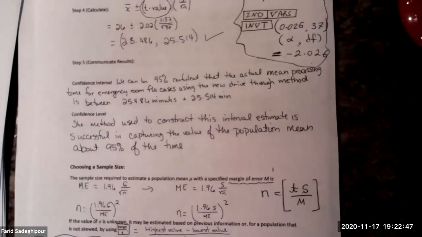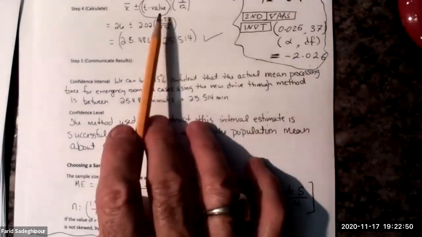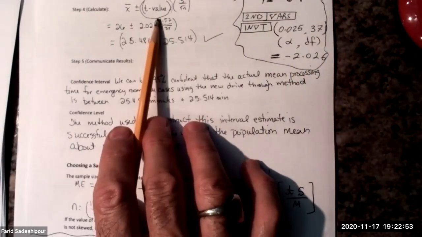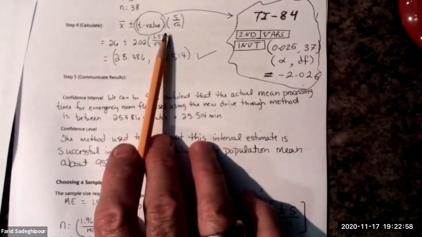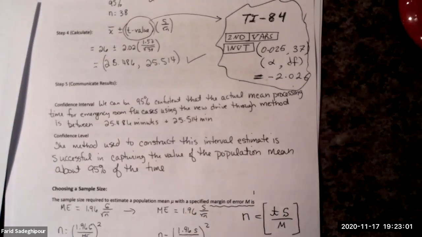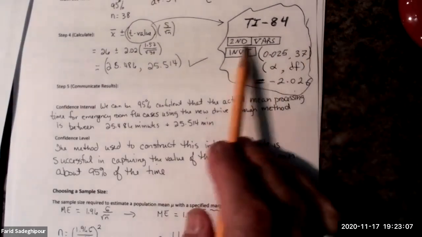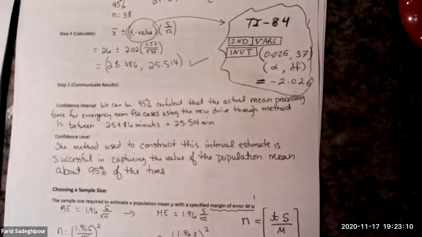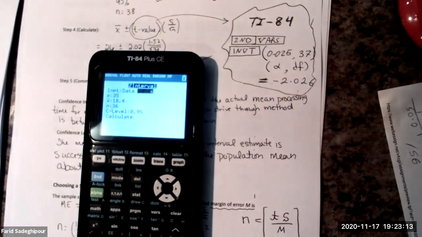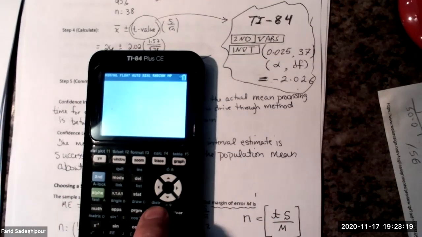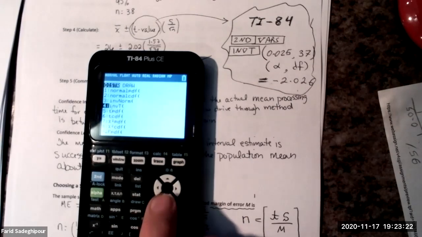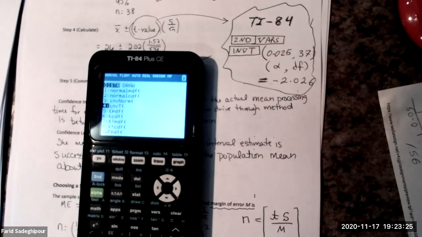And again, in this example, it's the same thing. I'll show you how to use the TI-84 if you want to calculate the t value. If you want to use the calculator, what you need to do is go to 2nd VARS, INVT. I'll show you here. 2nd VARS, and then you go to inverse t. This is for finding a t, inverse t, okay?